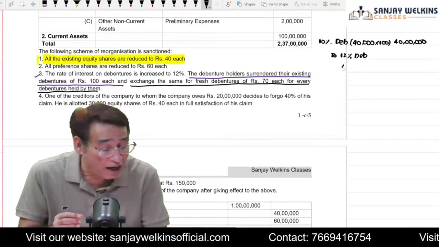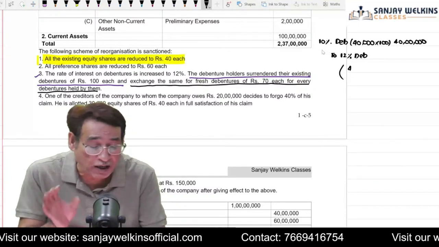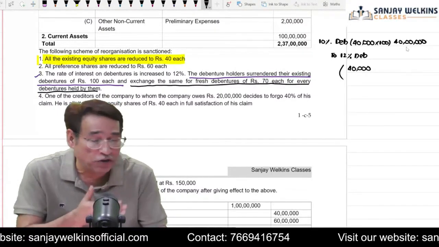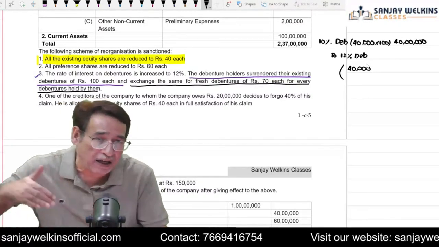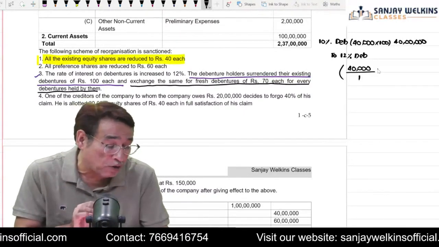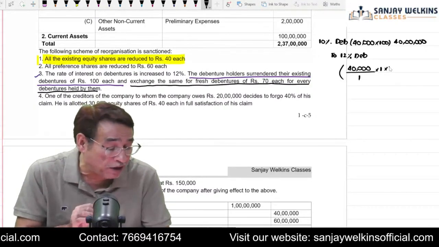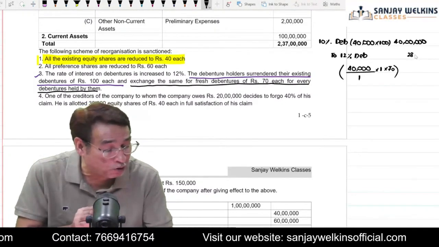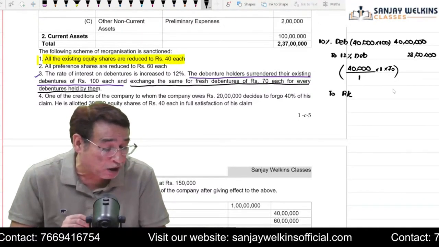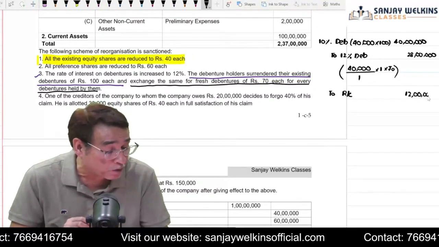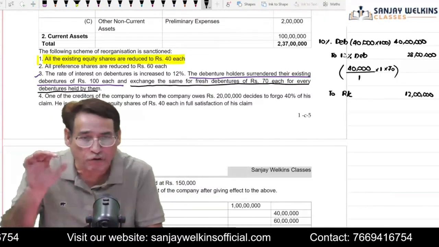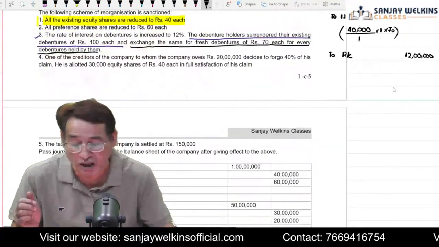What does it mean? Actually, the company is issuing to the existing debenture holders new debentures carrying 12% interest. Because our debenture holders are surrendering their old debentures and exchanging them for the 12% debenture, there are 40,000 debenture holders. Each debenture holder will get one new debenture, but the value of the new debenture will be equal to 70. That means now total debentures will be equal to 28 lakh. So ultimately the difference will be credited to reconstruction account. This will be the entry which you will have to pass for this particular transaction. In the balance sheet, 10% debenture will get wiped out. Now 12% debenture at 28 lakh would figure in the new balance sheet. Reconstruction account will move up by 12 lakh.